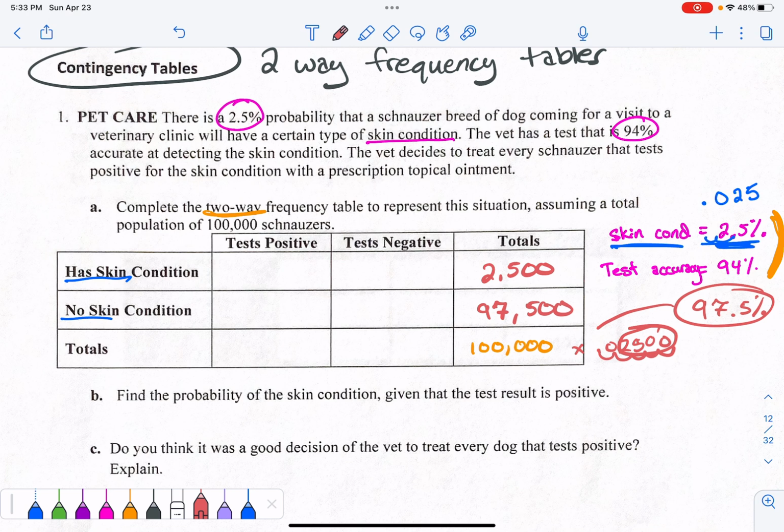Now we have to deal with the test results. And I've got to figure out where my calculator is. Give me just a second, because some of this stuff I can't do in my head. Let's see. Hold on.